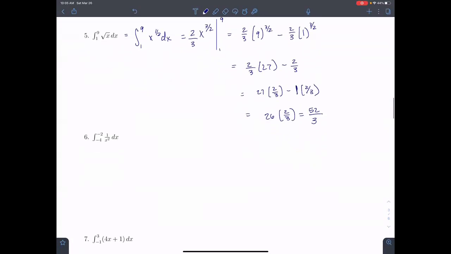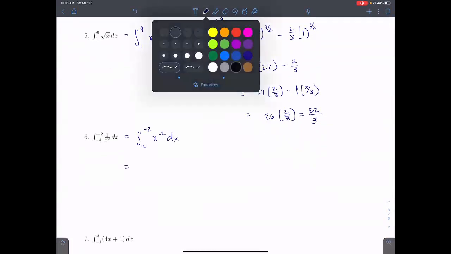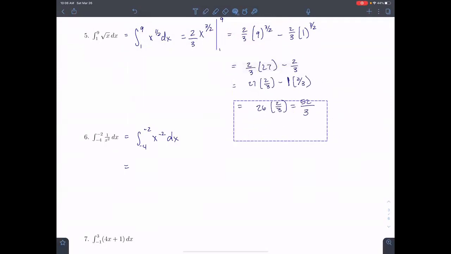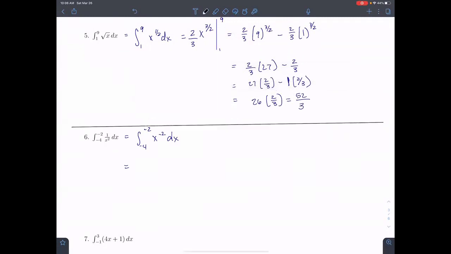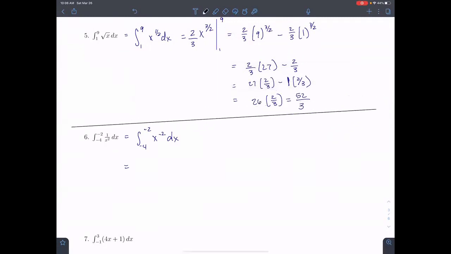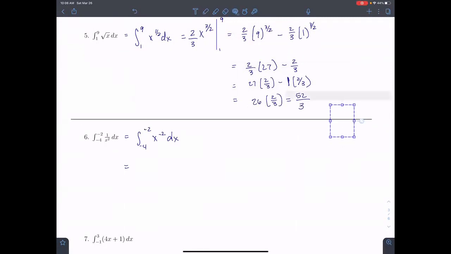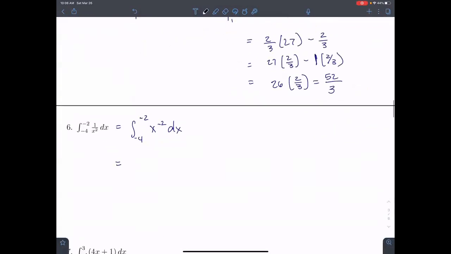Okay. On this next one, this is the same thing as the integral from -4 to -2 of x to the -2 dx. So we're going to increase and divide. I'm going to put a line here. I'm going to squish this up. Maybe change colors to get something else going on here. Okay. Let's change colors too.